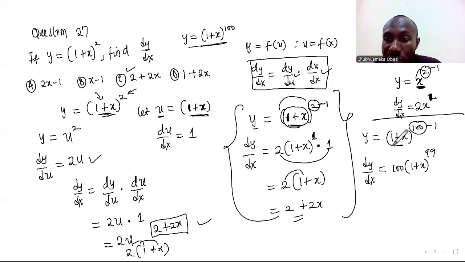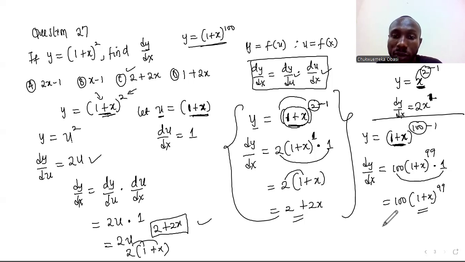Then you differentiate the inner function. If you differentiate 1, you get 0. If you differentiate x, you get 1. So you multiply it by that 1. So 100 times 1 is going to give us 100. And we have 1 plus x to the 99. This is the answer to this problem.